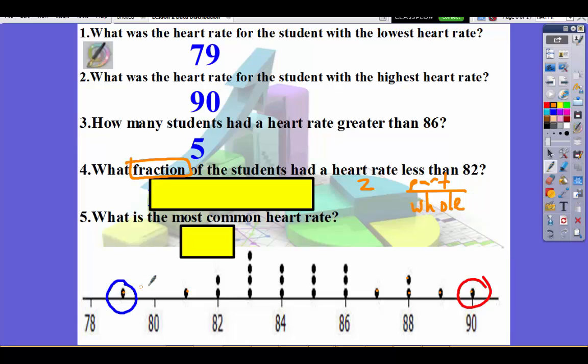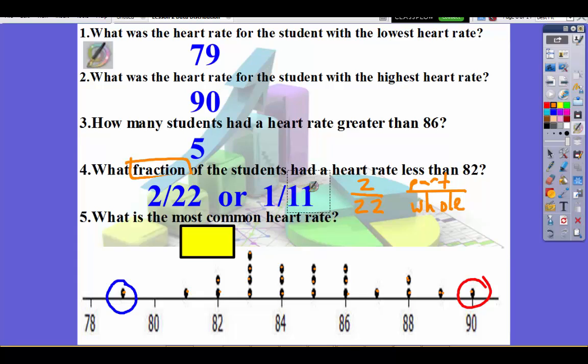So it's going to be 2 parts out of 1, 2, 3, 4, 5, 6, 7, 8, 9, 10, 11, 12, 13, 14, 15, 16, 17, 18, 19, 20, 21, 22. So 2 out of 22, or I can simplify that to what? To 1 over 11.